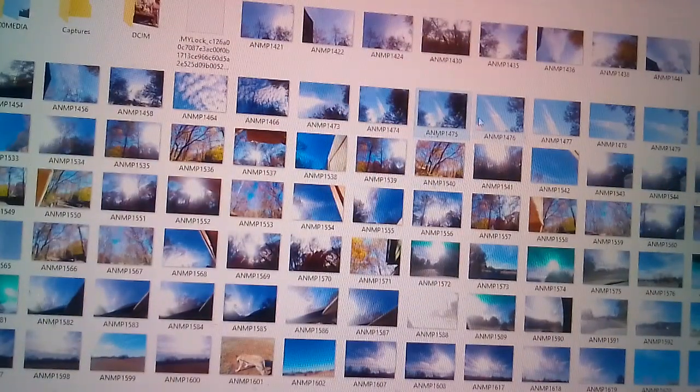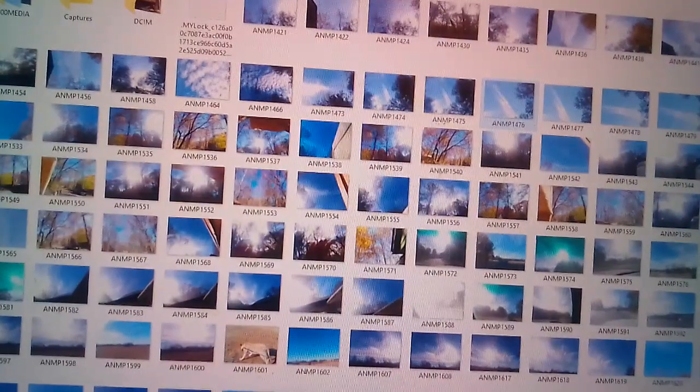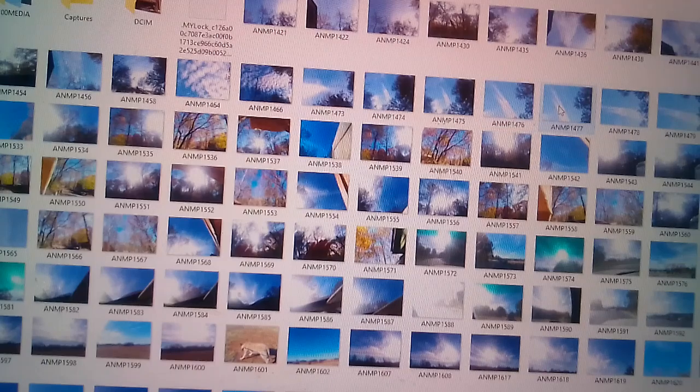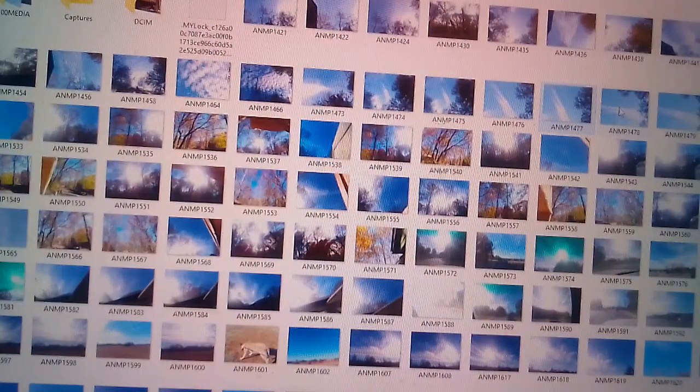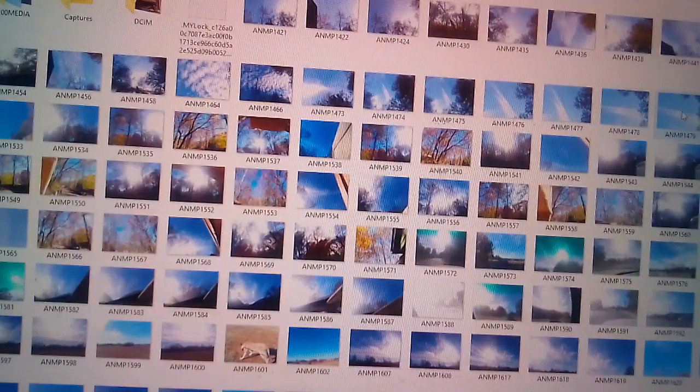1476. Okay, you can see more clearly, hopefully. 1477. Okay, right there. And then 1478. Right, now you can see it there. See? And then one more, 1479 on this day. And then you see the rainbow right here in that big wispy cirrus cloud.